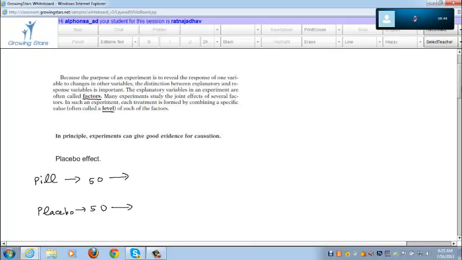And when you do medical tests, when you simulate experiments for medical tests, you have to take a placebo. If you have one treatment, you should compare it to a placebo. And this group to which we applied the placebo is called the control group.